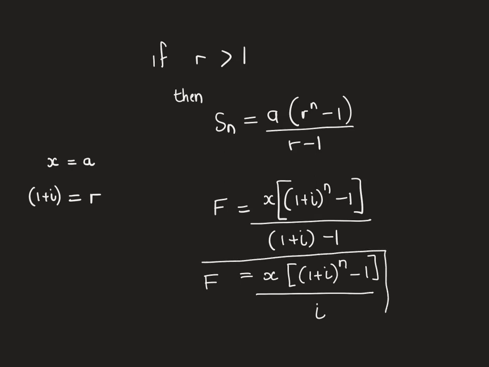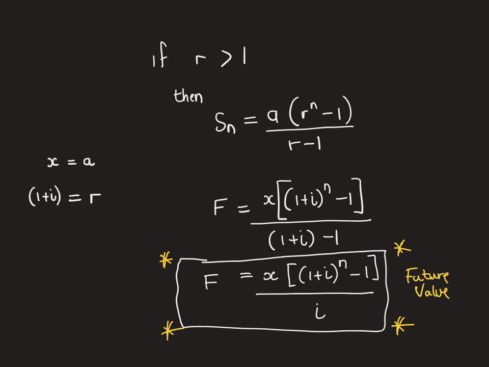This is the future value annuity formula. You don't need to derive it every time. You can just use this. So if you don't have the asset and you're trying to find out what the sum of a series of payments is, we're going to use the future value annuity.